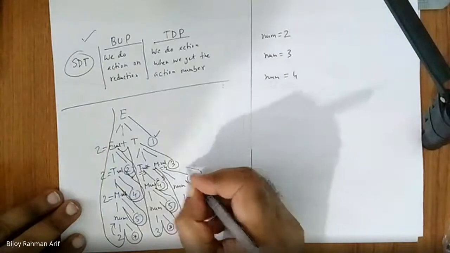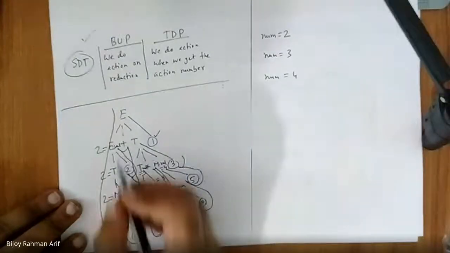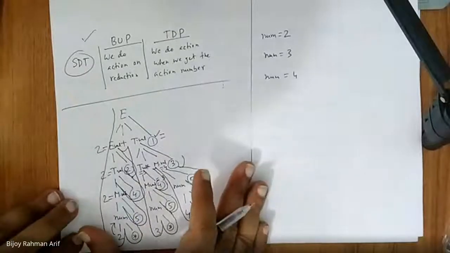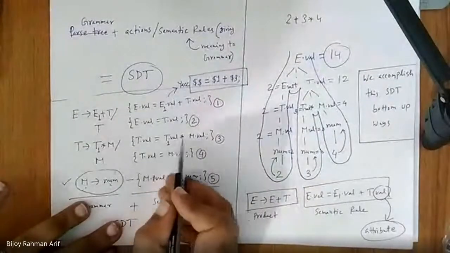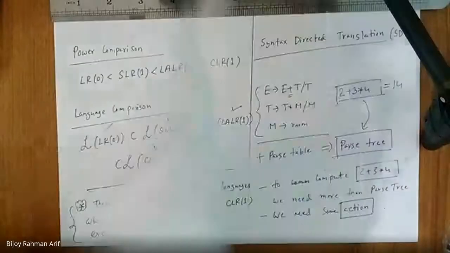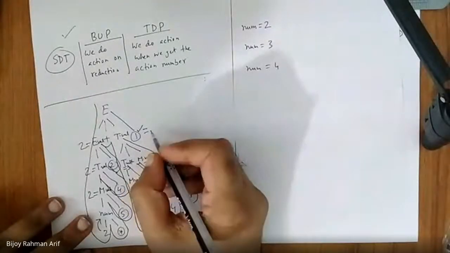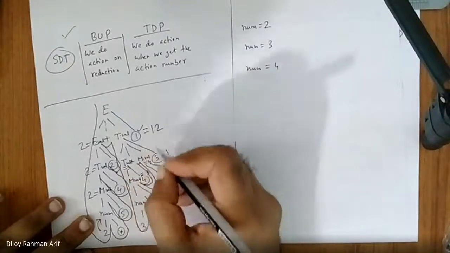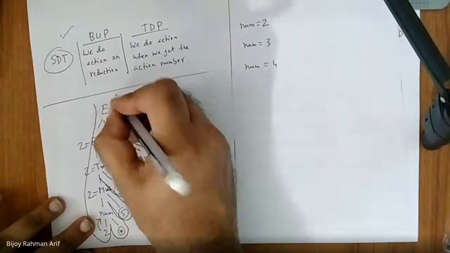Then 3. This is an action. So what is the action? T dot val would become, this is the action number 3. So T dot val star M dot val should be T dot val. So it would become 12.